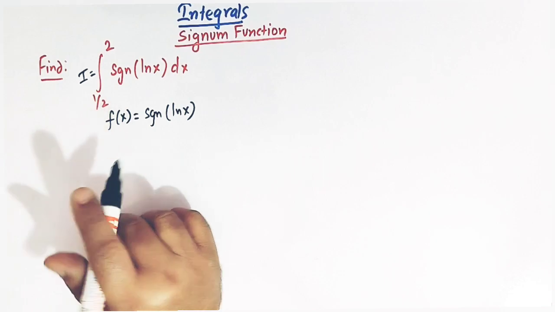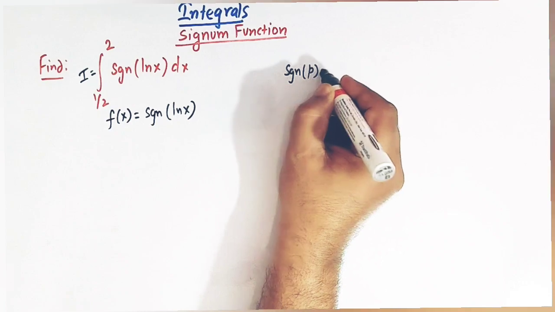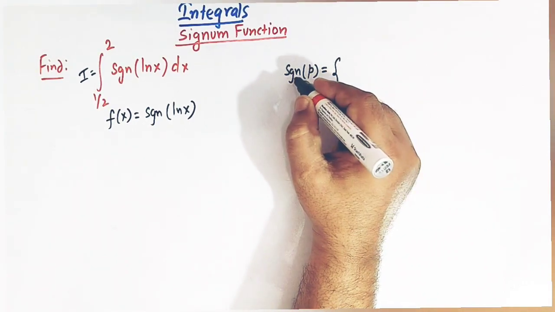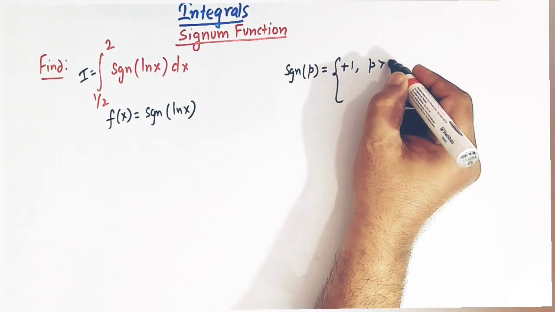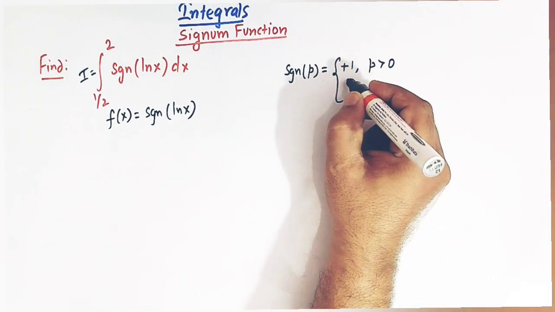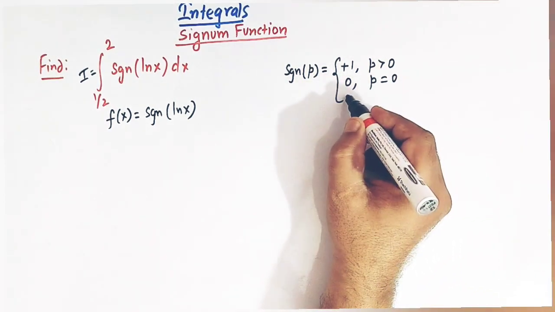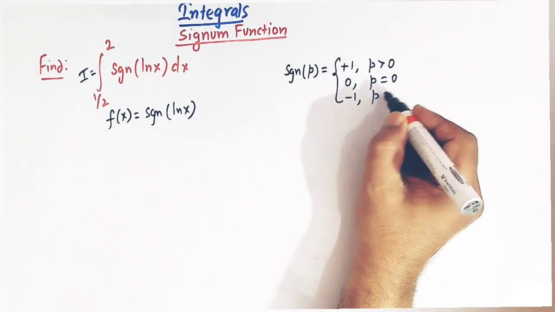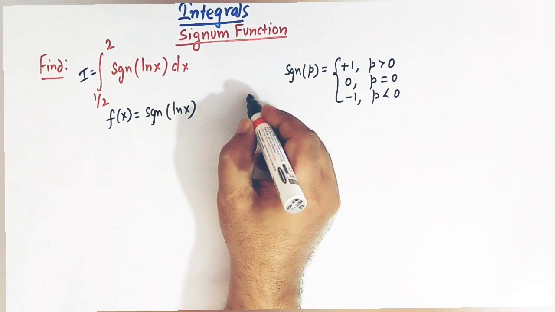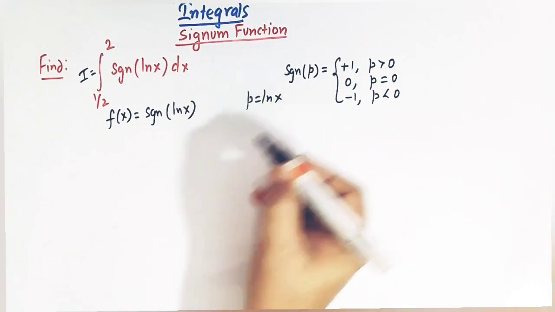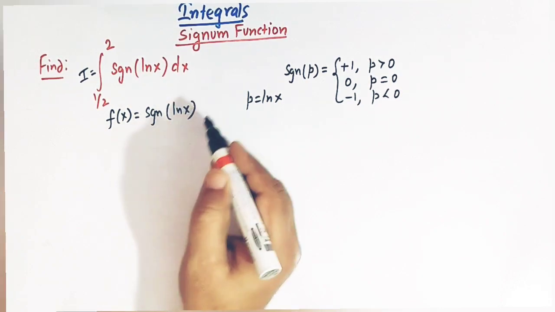Now see, we know that signum of p is defined like this: signum of p takes the value plus 1 whenever p is greater than 0. Signum of p is 0 whenever p is equal to 0, and signum of p takes the value minus 1 when p is less than 0. Here for p we have log of x. So let us first define signum of log of x.